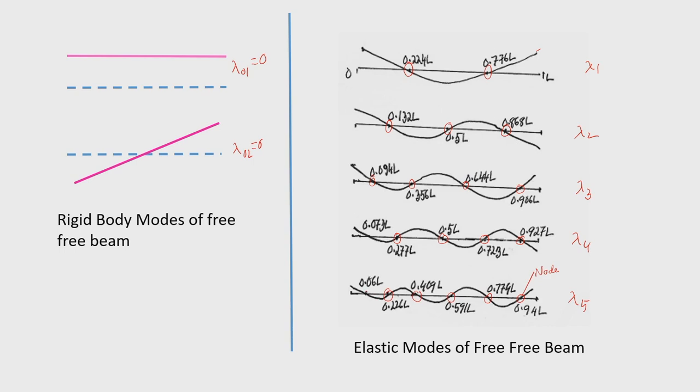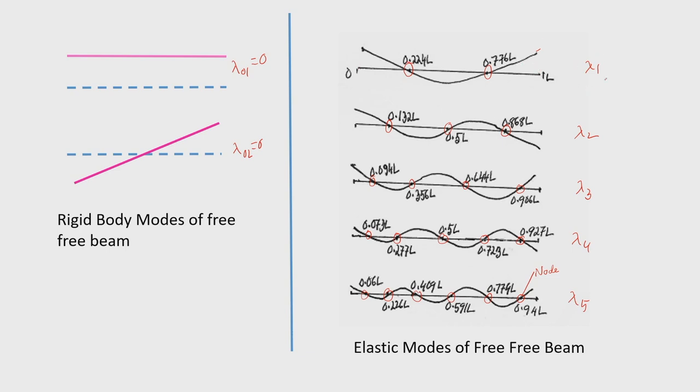Nodal points here, you can see the nodal points here: 0.06L, 0.226L, 0.409L, 0.591L, 0.774L, 0.94L. And these are the free conditions, so there will be no supports. No support, and therefore displacement is possible there.